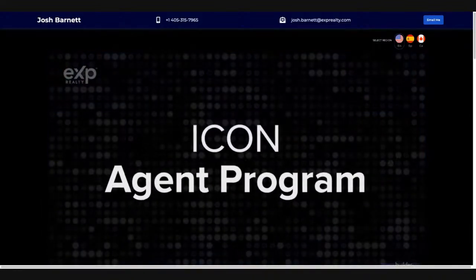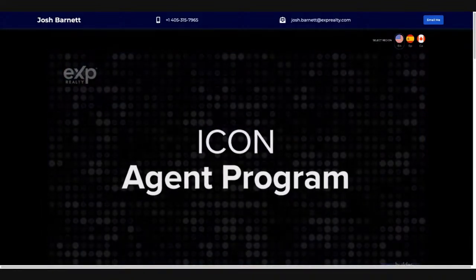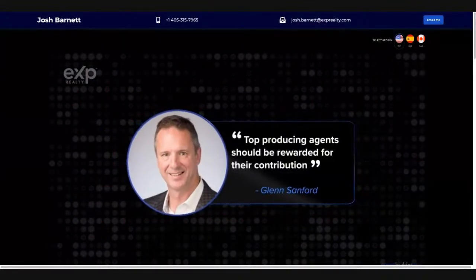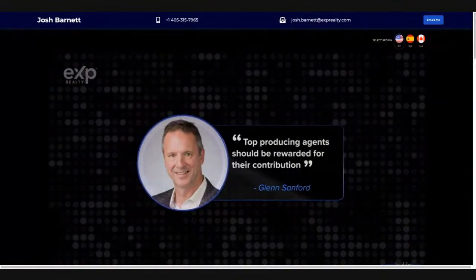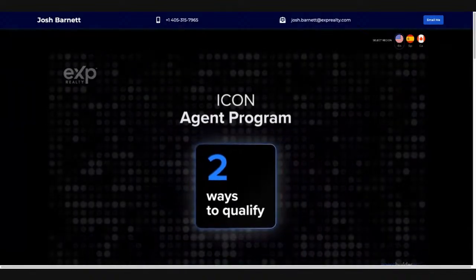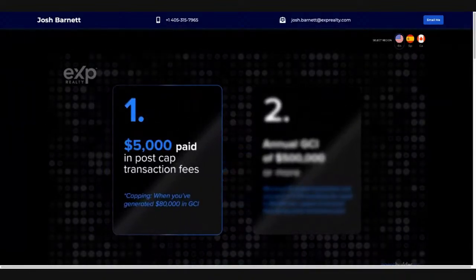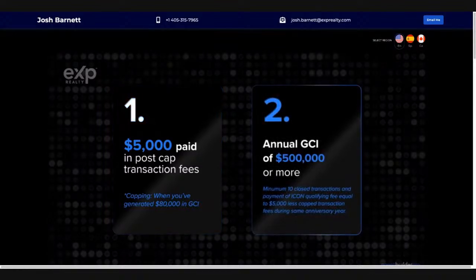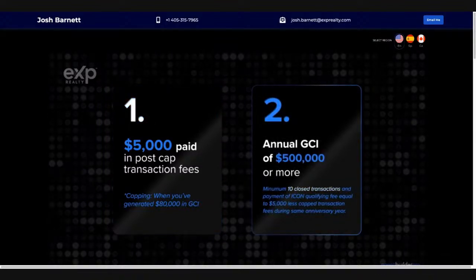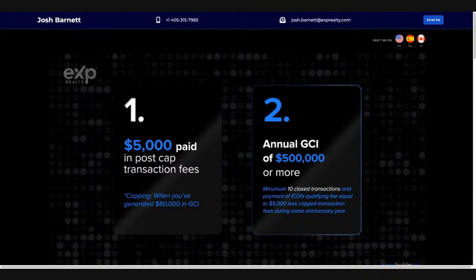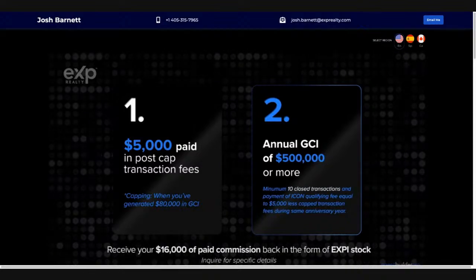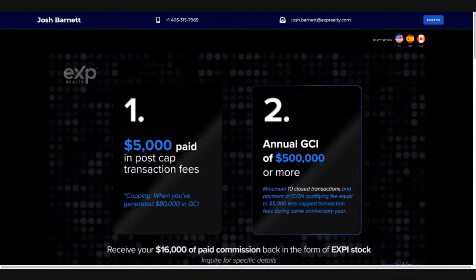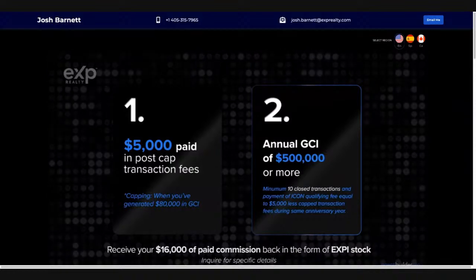eXp's Icon Agent program is unmatched within the industry. Our founder, Glenn Sanford, strongly believes that top producing agents should be rewarded for their contribution. There are 2 ways to qualify for Icon status: $5,000 paid in post-cap transaction fees, or $500,000 annual GCI with a minimum of 10 closed transactions. When you achieve Icon status, you'll receive 100% of your cap that you paid to eXp back in the form of company stock, essentially putting you at a 100% commission split.